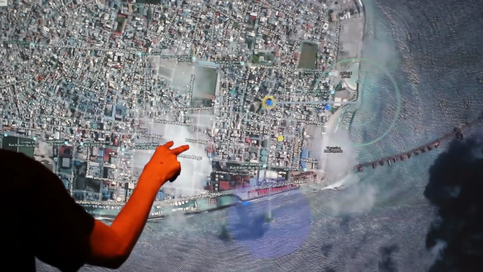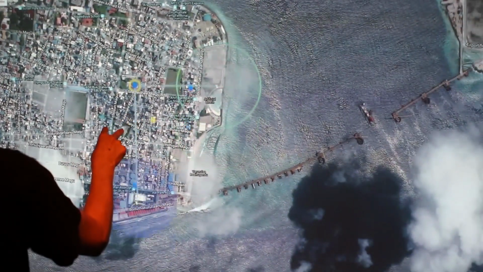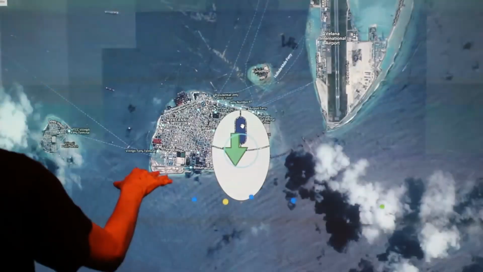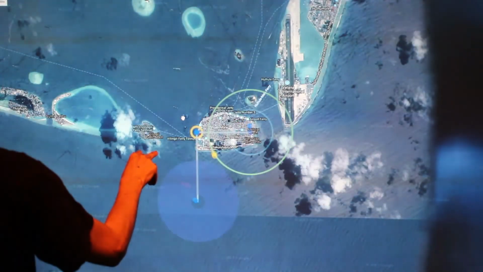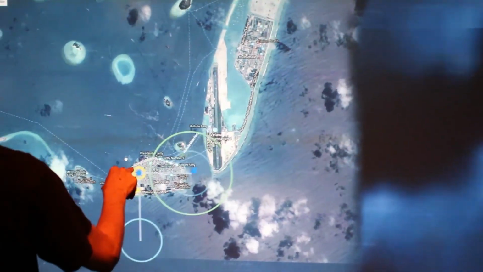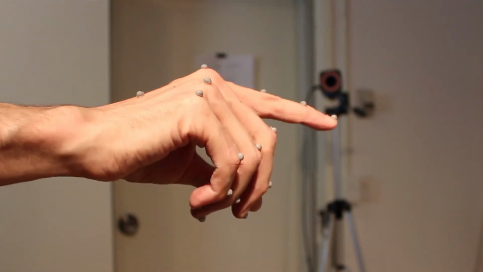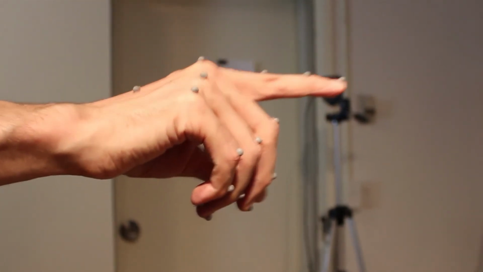Here are some more examples of mouse emulation with a map navigation. In this example, the relative ray movement of 5 fingers is used for zooming in and out. We evaluated the characteristics of multi-ray input in 2 experiments. Experiment 1 compares 2 ray projection methods.